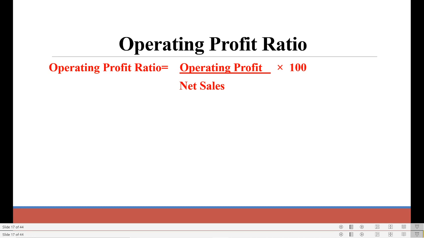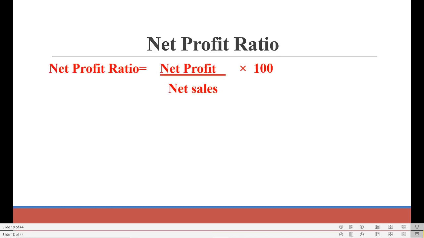So operating profit is your numerator, which is your output, upon net sales into 100. So I'm considering how much profit I get from the sales. Last ratio is net profit ratio. Net profit, we all know, is the output of your profit and loss account, the income statement. So I want to find out how much net profit I have received from sales into 100.